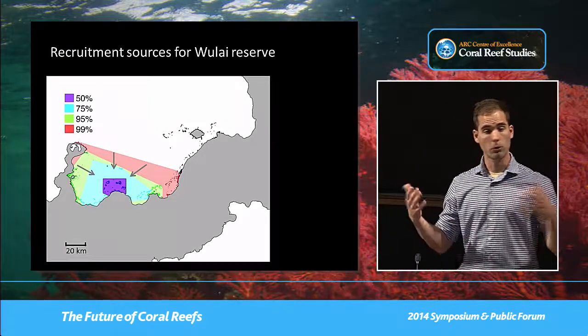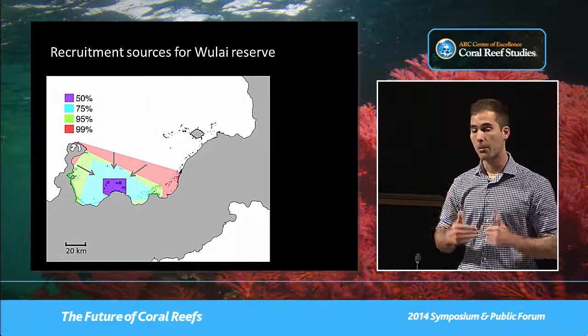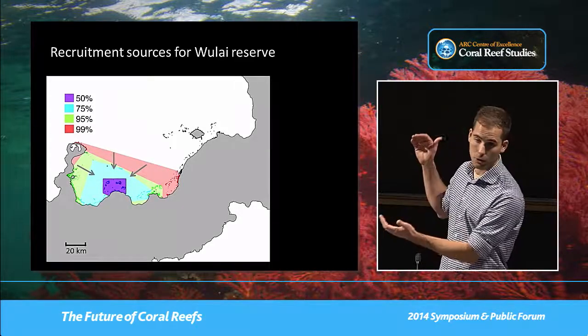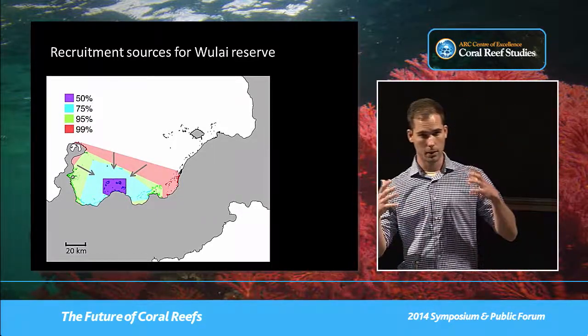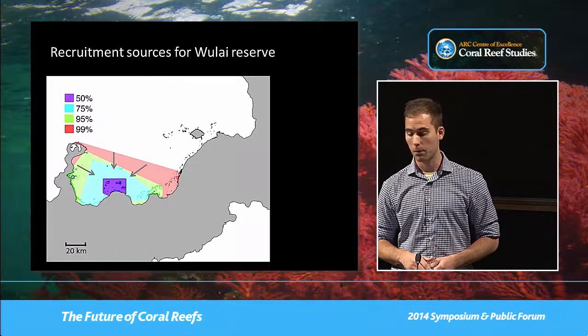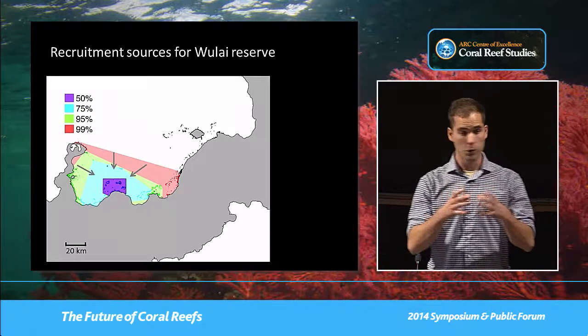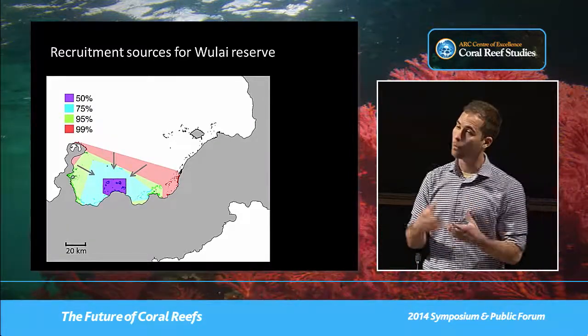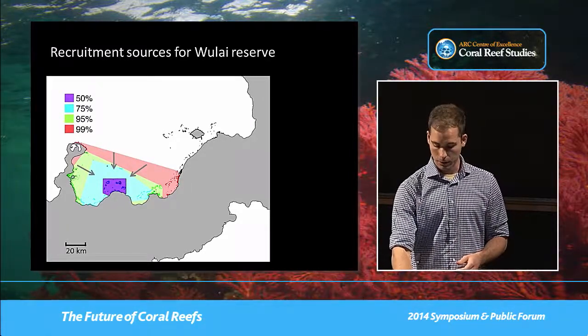Now, the actual source of all the adults that make up the next generation of Wulai Island can be seen to be much larger. The red polygon is the extent of 99% of the adults that are put into the population of Wulai in a given year. But the reserve itself is relatively self-sufficient and would seem to be therefore a reasonable scale at which to plan.